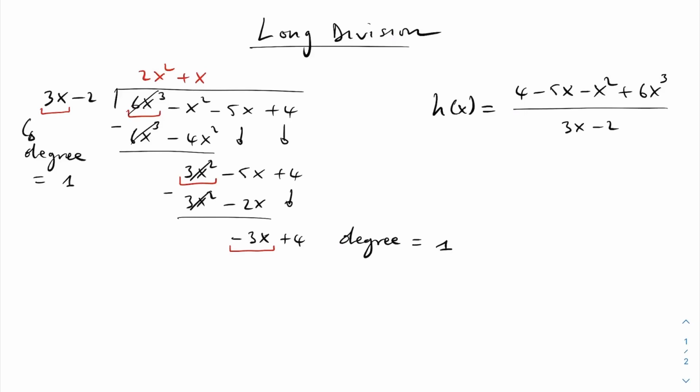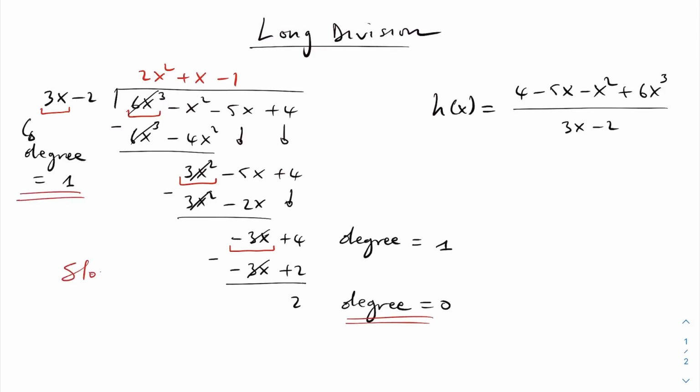And so in this case, negative 3x divided by 3x is going to give us negative 1, which we can write up here. And therefore, negative 1 times 3x is going to give us negative 3x. And negative 1 times negative 2 would give us plus 2. And so finally, we can go ahead and subtract these two expressions. The leading terms here are going to cancel again. And so we're going to have 4 minus 2 giving us 2. And so this 2 here at the bottom is just a number, which means that its degree is 0. And since 0 is less than 1, we can go ahead and stop here.